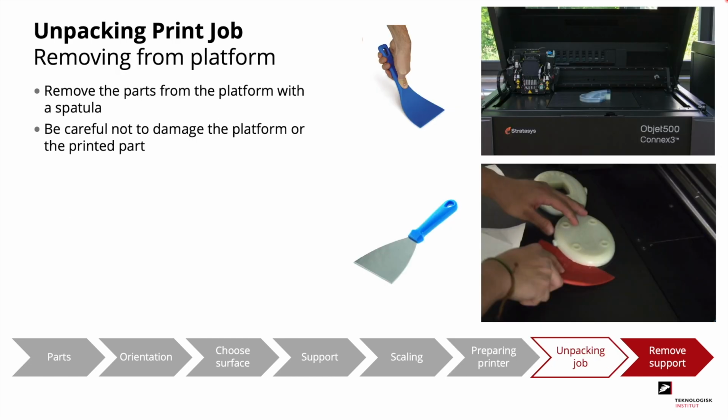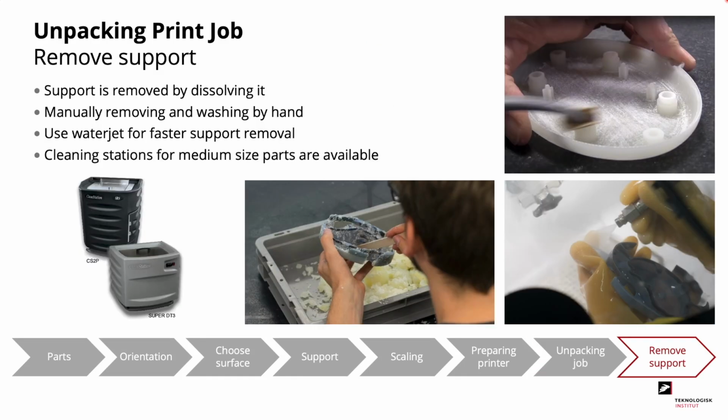Now we fast forward to after the print job, and here we start by removing the parts from the platform. The parts are removed with a spatula like the one you see to the right, and you should be careful not to damage the platform or the printed part. Once the parts are removed from the platform, we need to remove support from the parts. The support is removed by dissolving it or by manually removing it and washing the parts by hand. You can use waterjet for faster support removal, and there are also cleaning stations available for medium-sized parts.